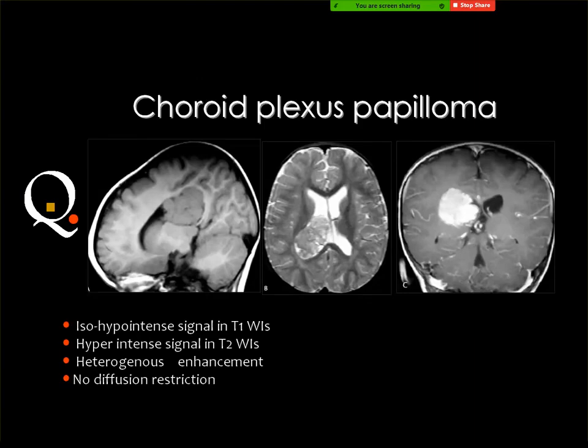Where is the same? This is not the frontal lobe. This is the occipital horn, but the coronal images are coming from the back to anterior. Okay, yes. This is the coronal image, not an axial image. Yes, okay.